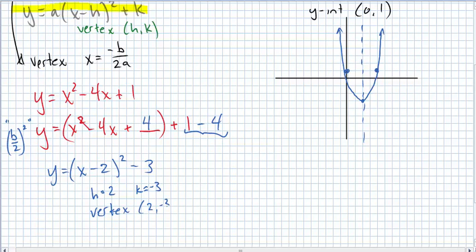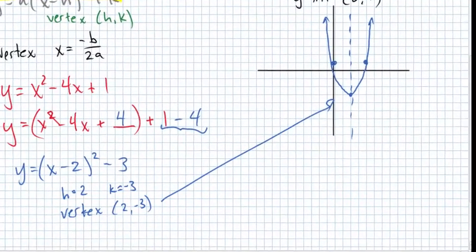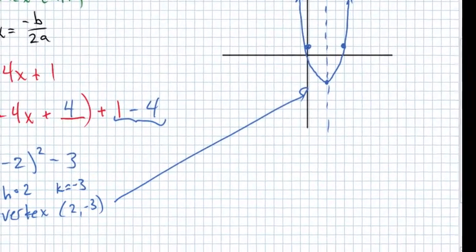of 2, negative 3. And I hope you're saying, wait a minute, that is the same thing we got right over there. And you're right, it is, because we're graphing the same function. It's a different way to get the same thing. So what about domain and range? I said we're going to talk about that.